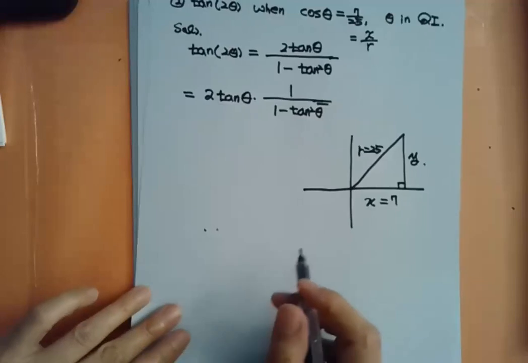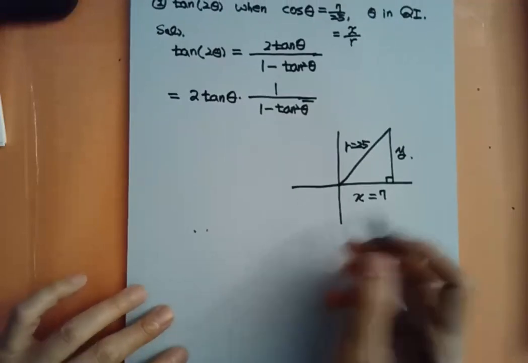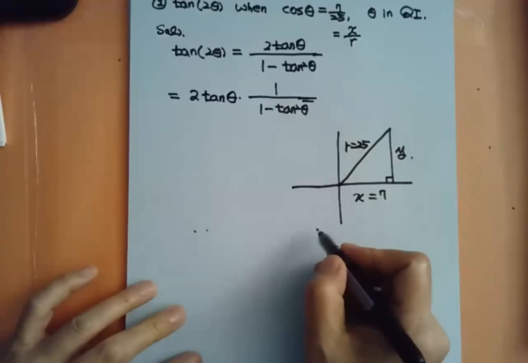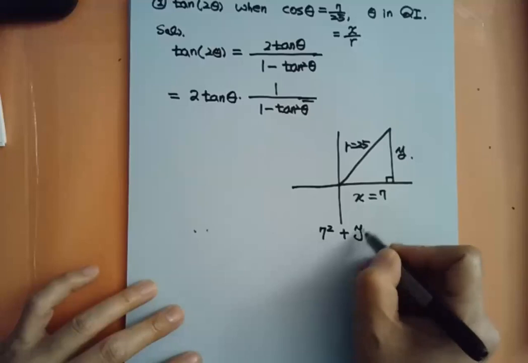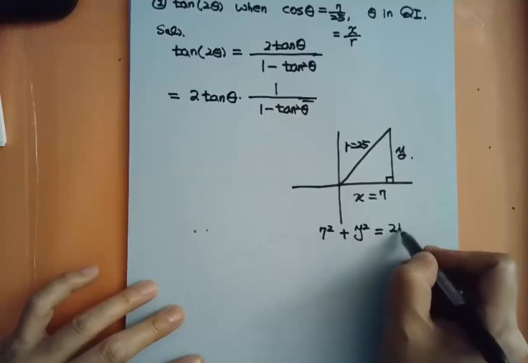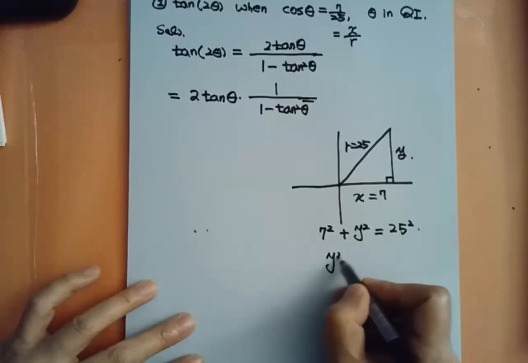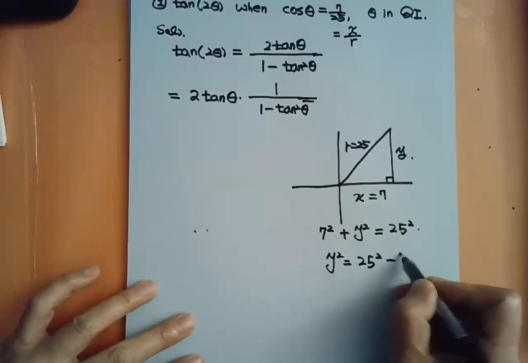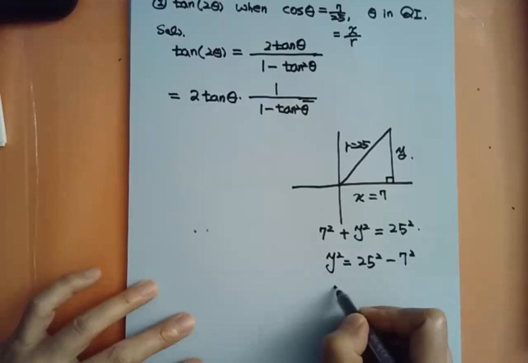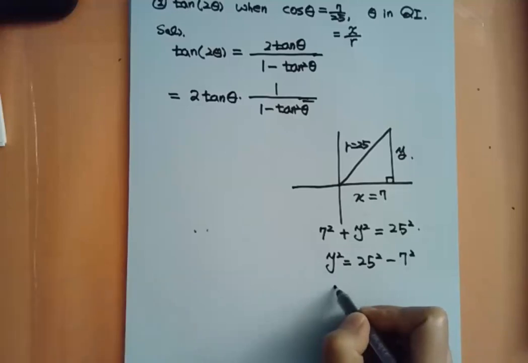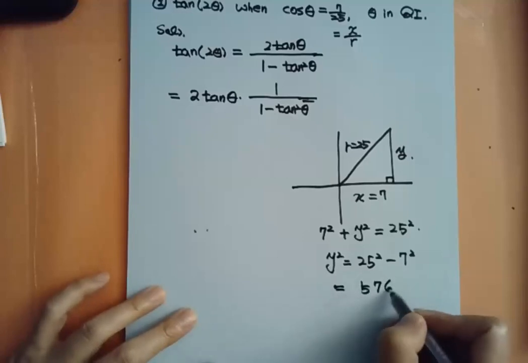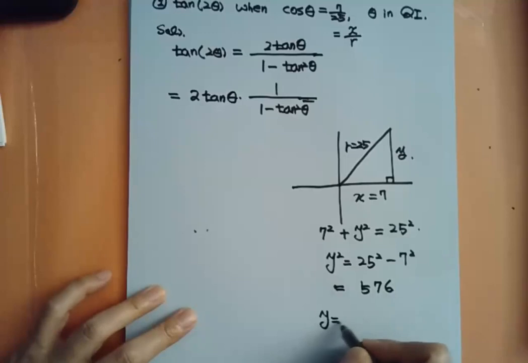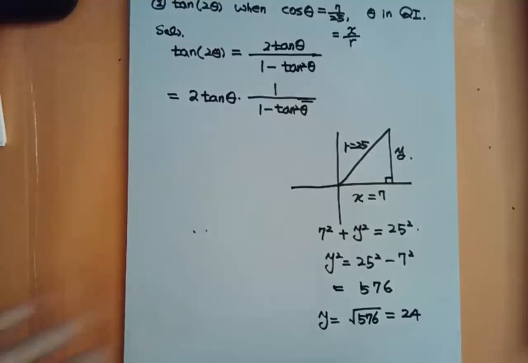If we apply the Pythagorean formula, then x squared plus y squared equals 25 squared. So x squared is 7 squared plus y squared equals r squared, which is 25 squared. So y squared is 25 squared minus 7 squared. If you use your calculator, that gives you 576. And then y equals the square root of 576. If you use your calculator again, that is 24.